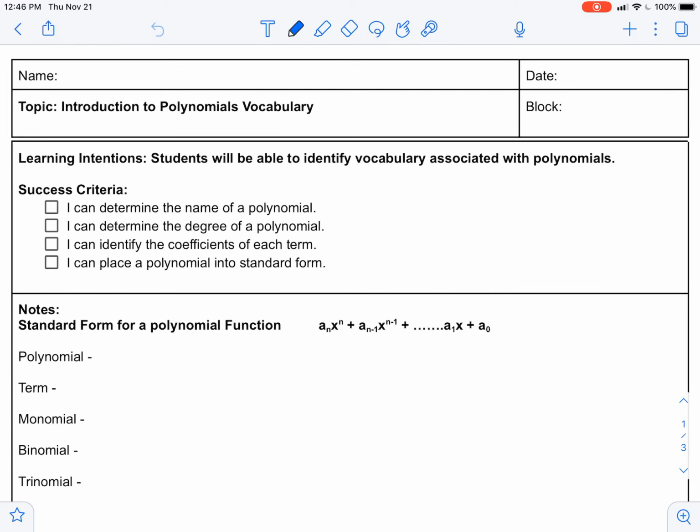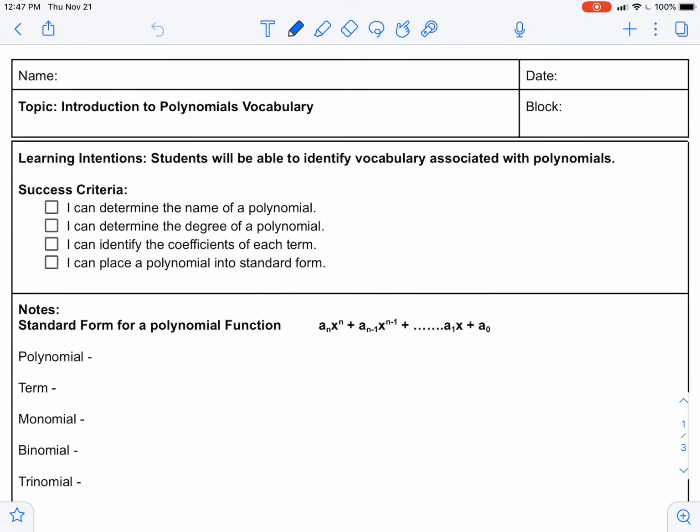So you should be able to, before you're done, name a polynomial, find the degree, identify the coefficients of each term, and make sure you know how to write a polynomial in standard form. So those are the things that we'll be looking for. So first off, let's just talk about what standard form is.